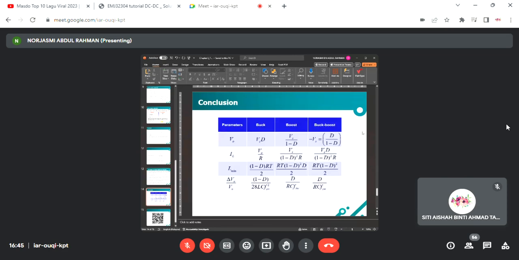Okay, so conclusion. Today's class is very short. This is the summary of the buck, boost and buck-boost converters. You can see the voltage gain is given by Vs times D for the buck converter, Vs divided by 1 minus D for the boost converter, and D times Vs divided by 1 over D.